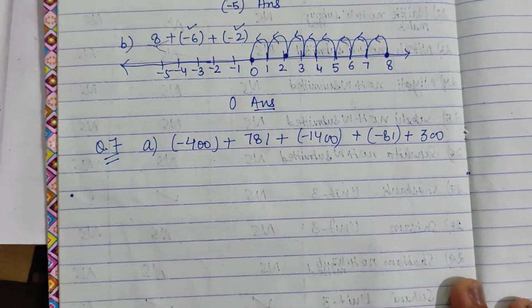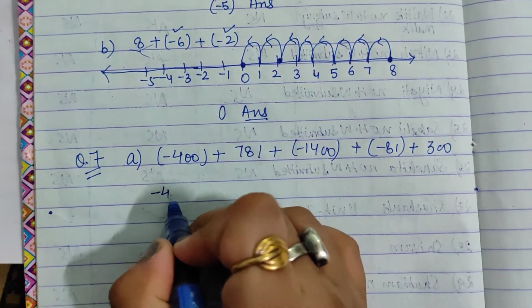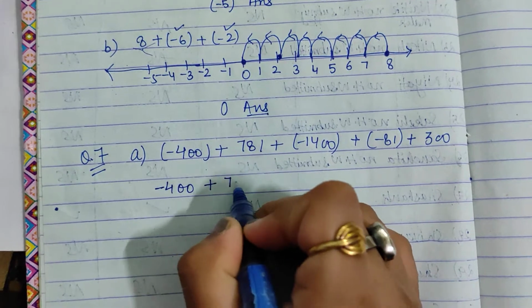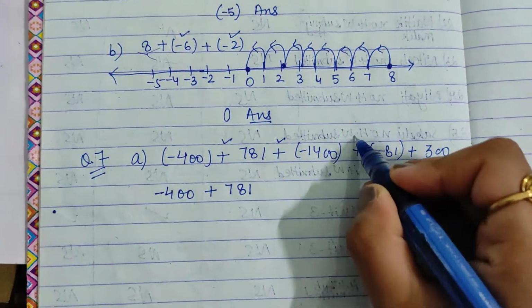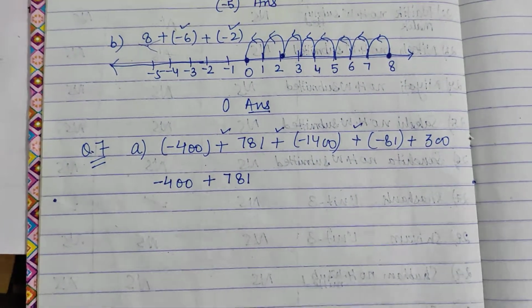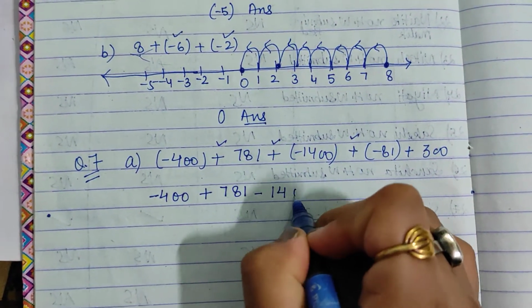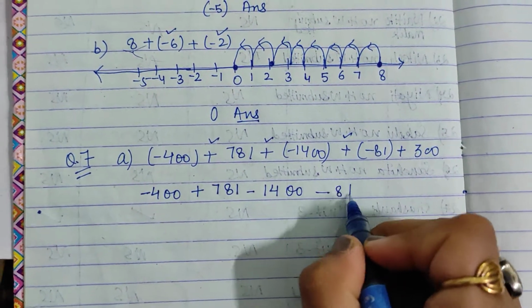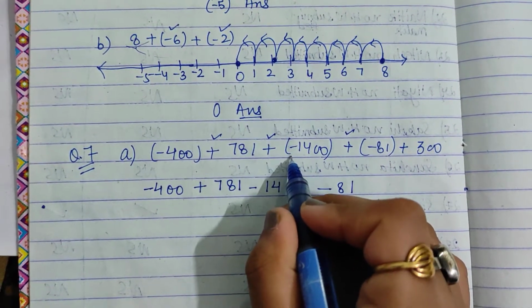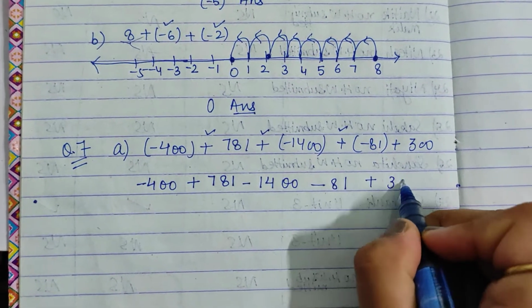First of all, I'll open all the brackets. -400. Although if you do not open the brackets, there won't be any problem, because the addition sign is there in between. If there had been a subtraction sign, there would be a problem. So to be on the safe side, first open all the brackets. Addition won't let you change the sign inside, so the inside sign will remain the same.